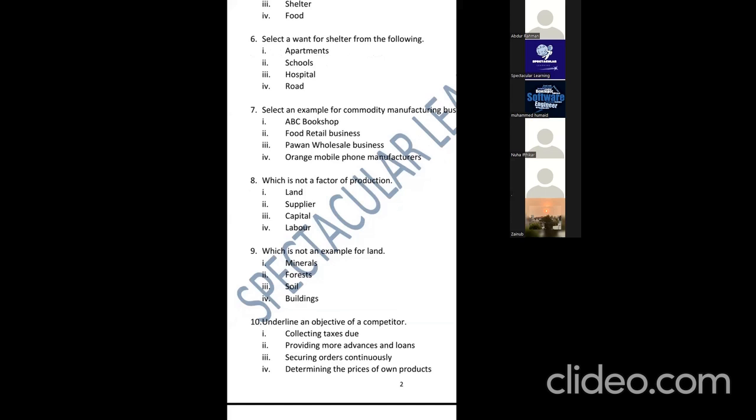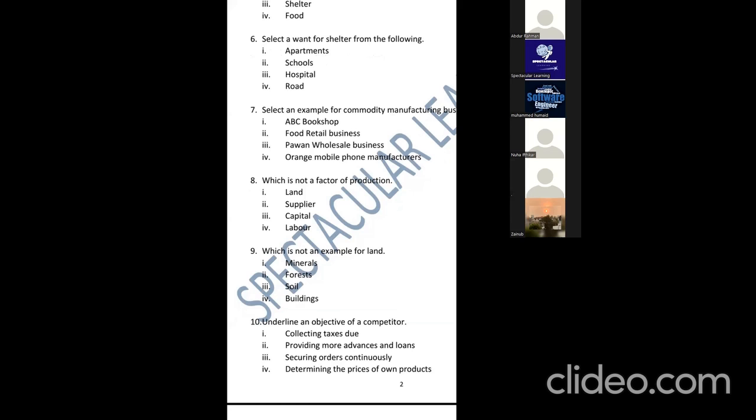Somebody unmute and tell that. Minerals. Any other answer? Building. Yes, the correct answer is buildings.